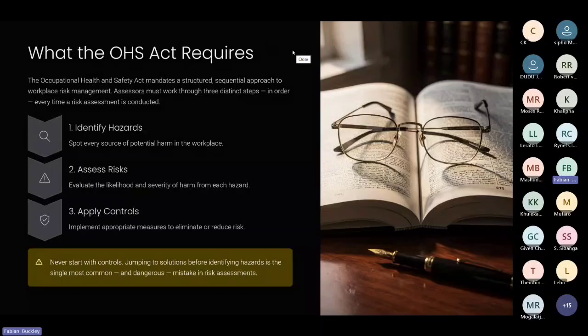Okay, so identify hazards. That's the first and foremost activity. We need to identify hazards, spot every source of potential harm in the workplace. Then assess risks: we need to evaluate the likelihood and the severity of harm for each hazard. And then we need to apply controls, implement appropriate measures to eliminate or reduce risks. Never start with controls. Jumping to solutions before identifying hazards is the single most common and dangerous mistake in risk assessments.